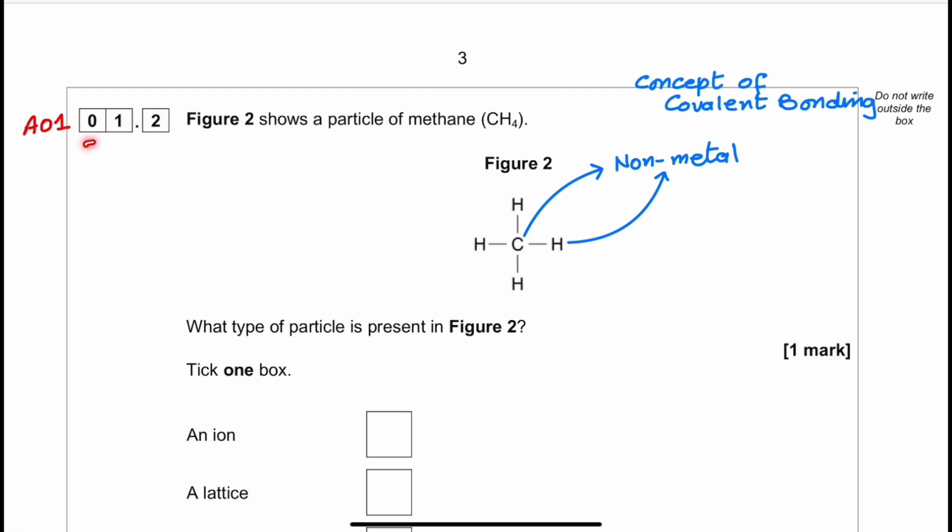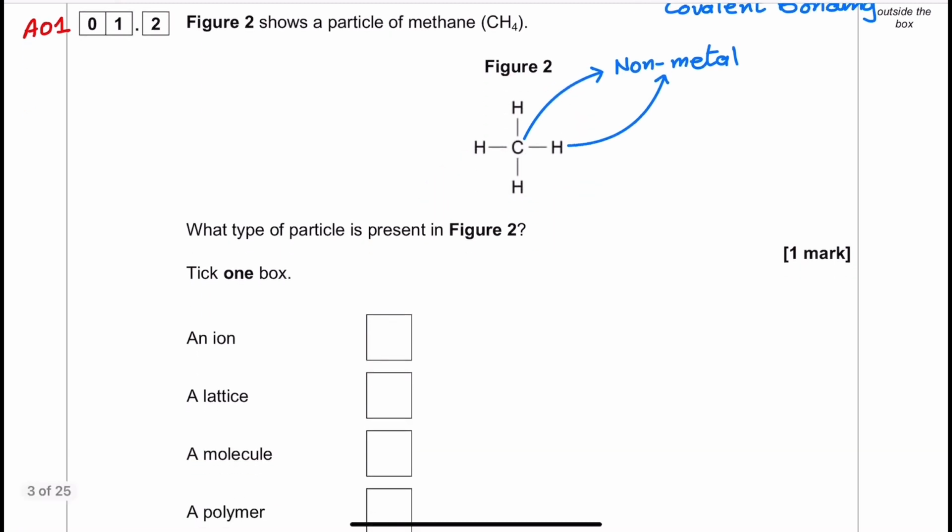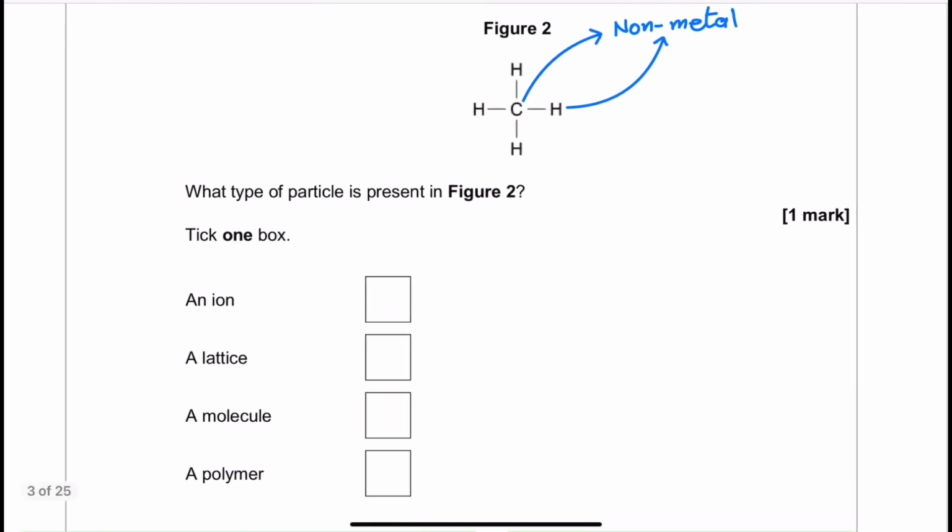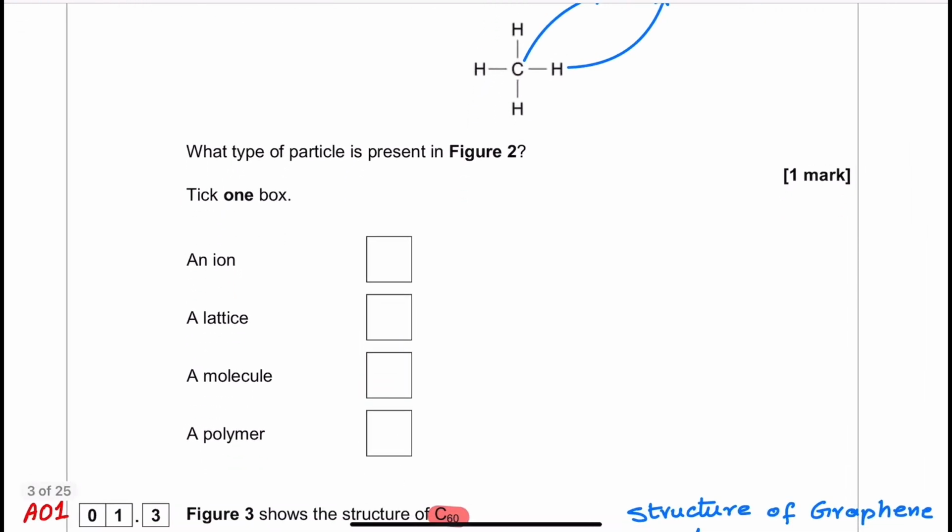1.2 is also an AO1 question, and it is from the covalent bonding topic. 1.2 says, figure number 2 shows a particle of methane, CH4. Here in methane, carbon is a non-metal and hydrogen is also a non-metal, and it is a single molecule. If you look here, both are non-metals. A bond formed between non-metals is not an ionic bond.